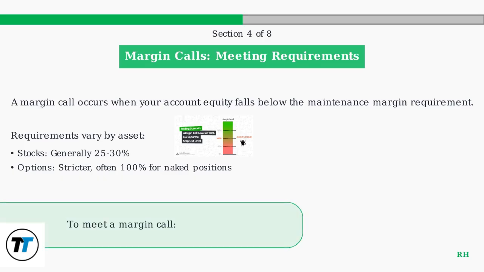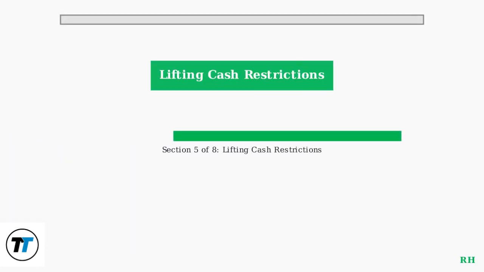To resolve a margin call, you can deposit additional funds to boost your cash balance or sell some assets to lower your margin usage. If you don't address the margin call quickly, Robinhood may automatically liquidate some of your positions to bring the account back into compliance. Cash restrictions are automatically lifted once the negative balance is fully resolved.